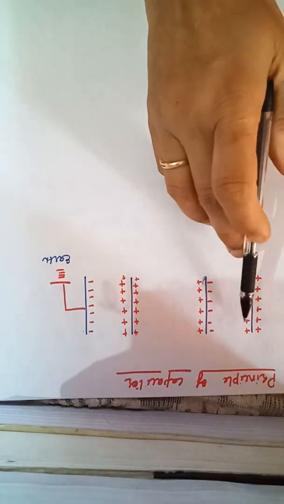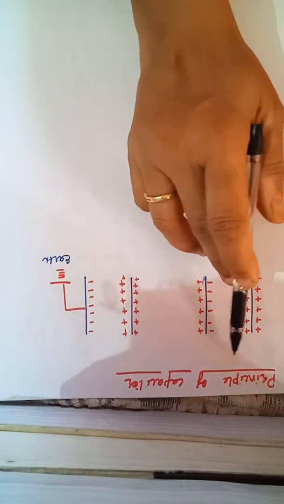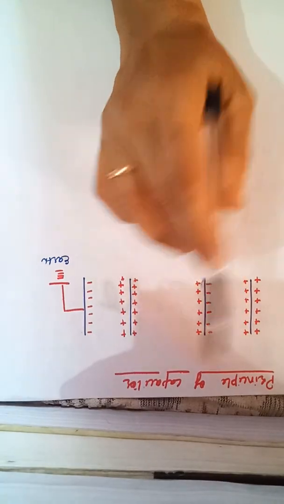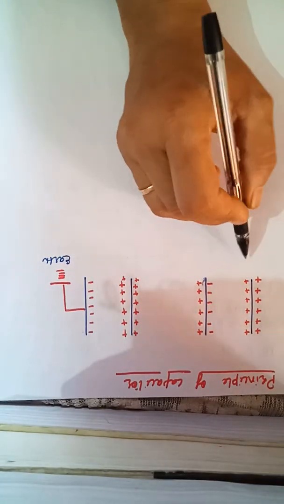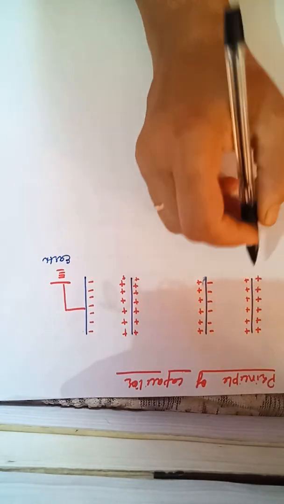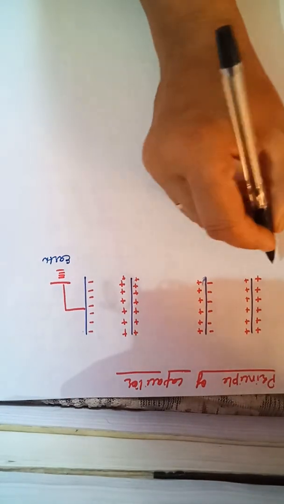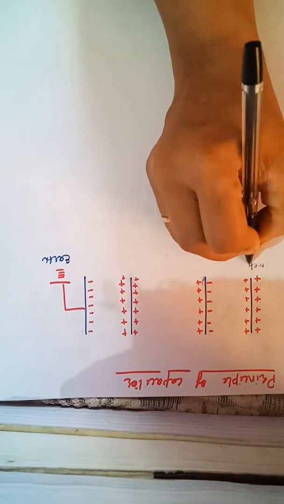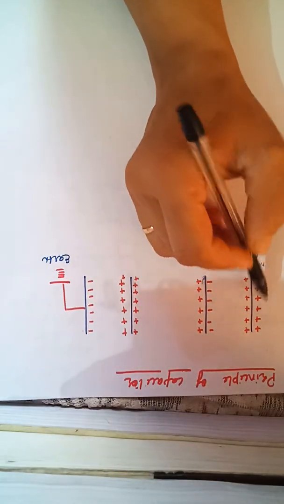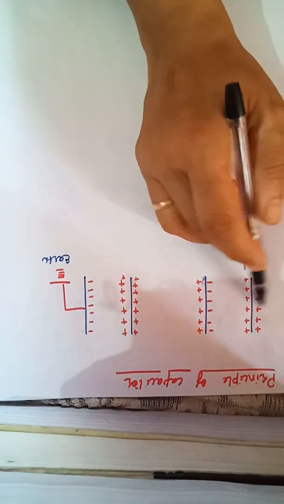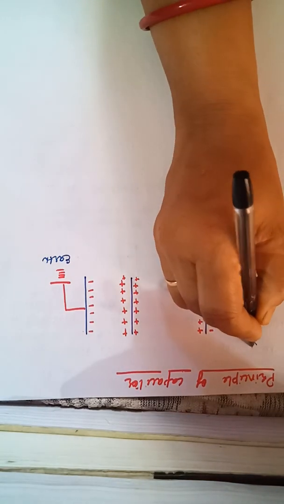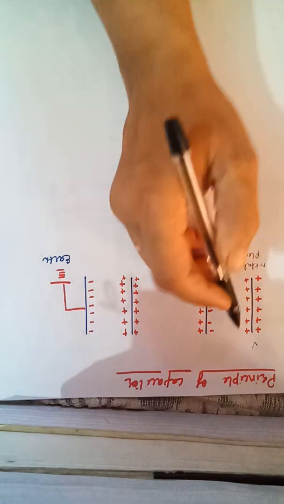Now children, here in this video I am going to explain to you the principle of capacitor. To understand it, we will consider a metal plate. And we have given a positive charge to the metal plate by some external source. So the potential of this plate will be V because charge is given.